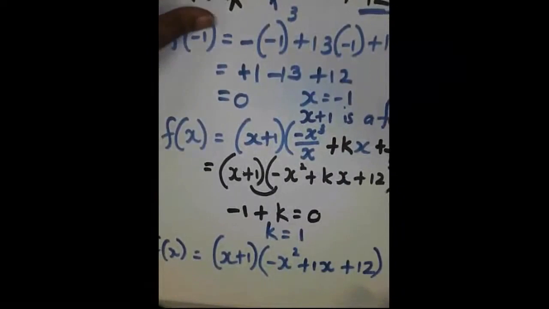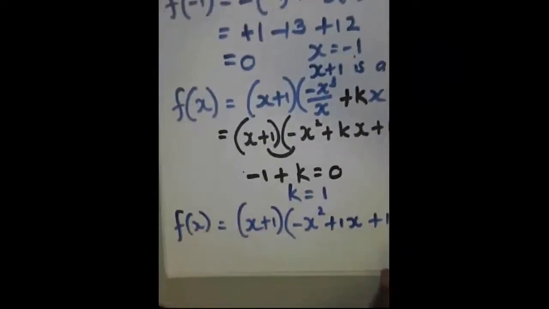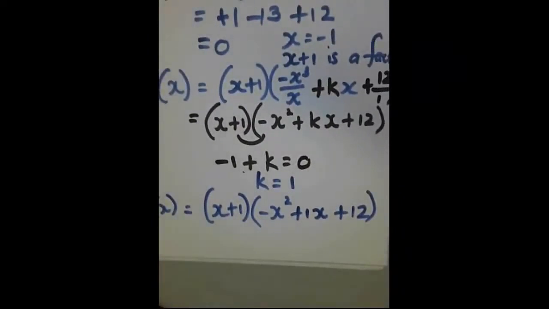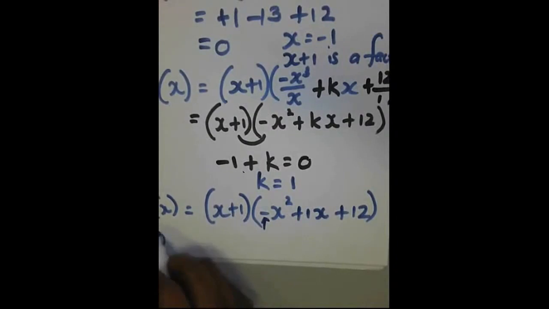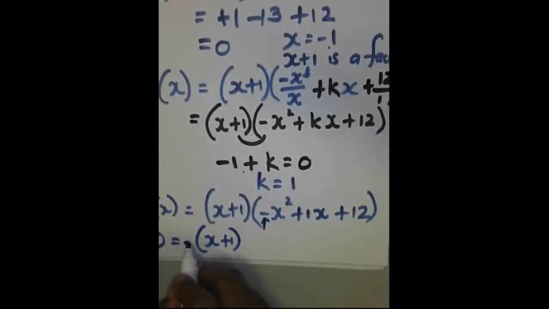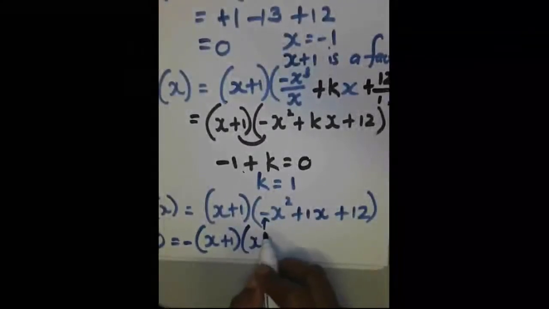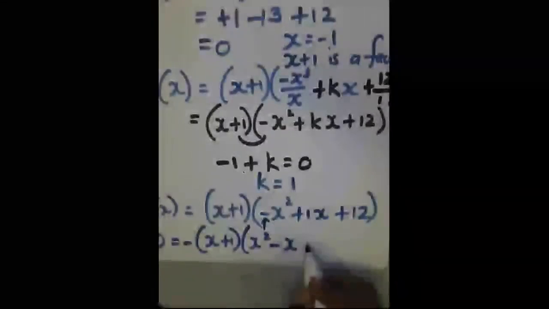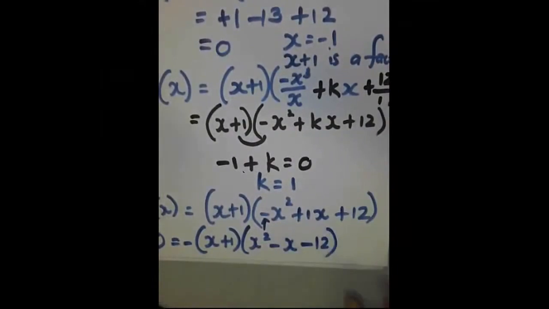There is my factorization. Now, ladies and gentlemen, once more, if I want the factors on the x-axis, then it means that this minus x squared shouldn't be there. So I'm going to multiply throughout. I will take out the minus sign as a common factor. I end up with x squared minus x minus 12.